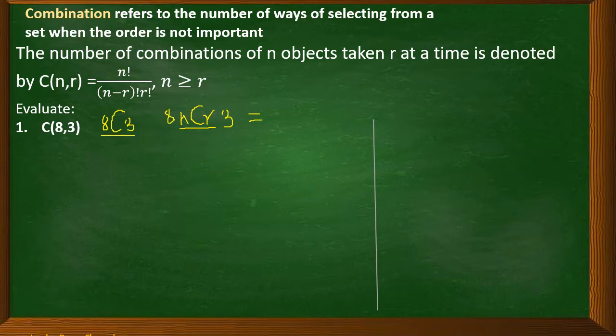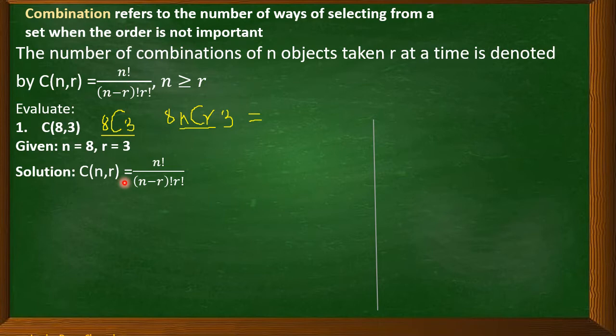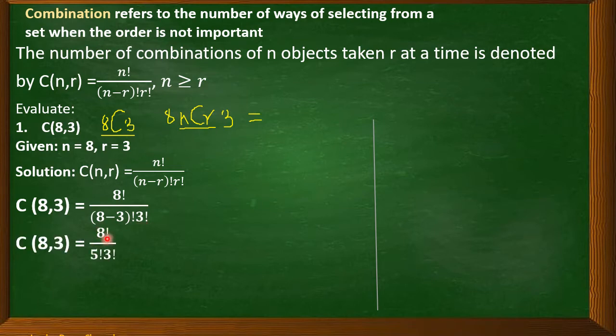Here, the value of n is 8 and r is equal to 3. So this is our formula. Now let's substitute. Combination of 8 taken 3 at a time is equal to 8 factorial over the quantity of 8 minus 3 factorial times 3 factorial. Now let's simplify. We copy the numerator 8 factorial. Then we simplify first the terms in the parentheses: 8 minus 3 is equal to 5. That's why we have 5 factorial times 3 factorial.